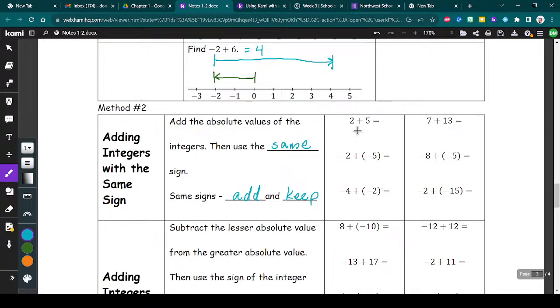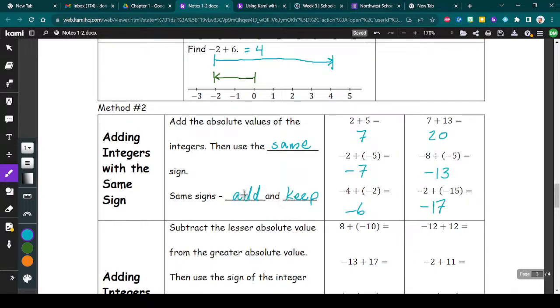So 2 plus 5 is just 7. 7 plus 13 is just 20. Negative 2 plus negative 5, that's just negative 7. Because we still do 2 plus 5, and then we throw on the negative sign afterwards. Negative 8 and negative 5, that's negative 13, because 8 plus 5 is 13, and both these numbers are negative. 4 plus 2 is 6, and both these numbers are negative. 2 and 15 is 17, and both these numbers are negative.